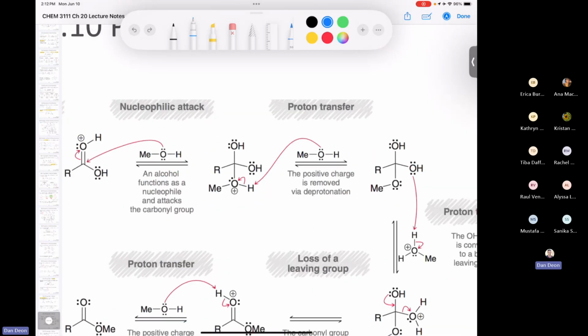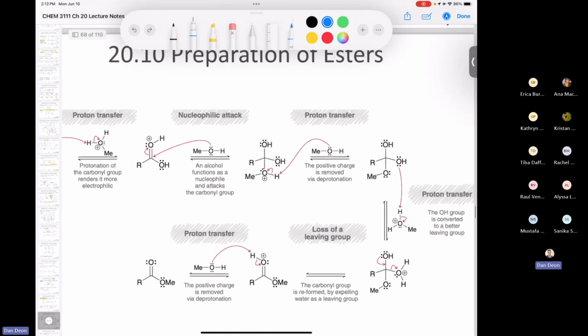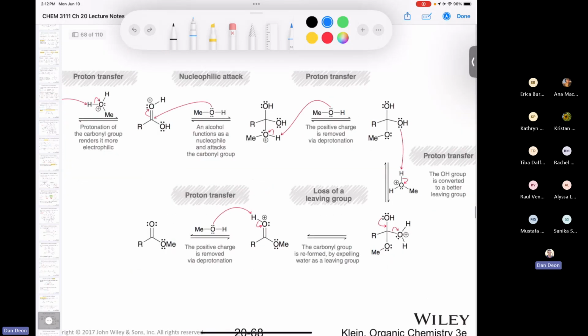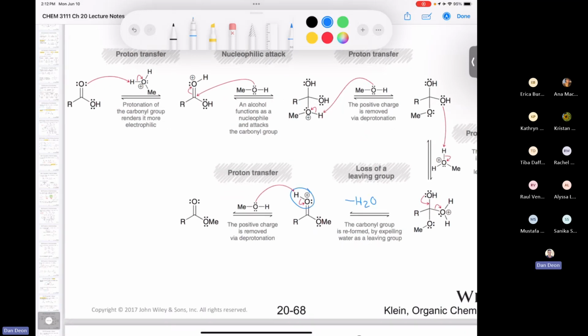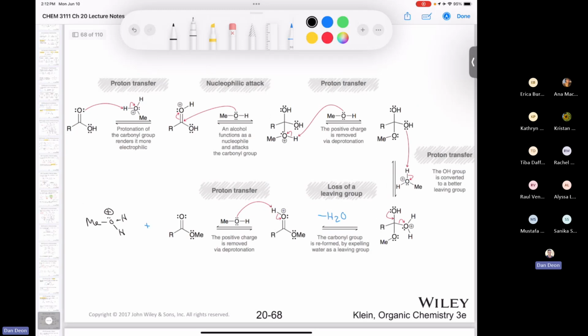Now, we're going to have to do a series of proton transfers to remove a proton off of the oxygen that's attached to our methyl group, and then to protonate one of the hydroxyl groups so that we can lose water as a leaving group in a subsequent step. Then after we lose water, we end up with another oxonium. We do a proton transfer there. We end up with our ester, and we also regenerate our acid catalyst. They leave that out, but we also regenerate our acid catalyst. So it just starts the process all over again.